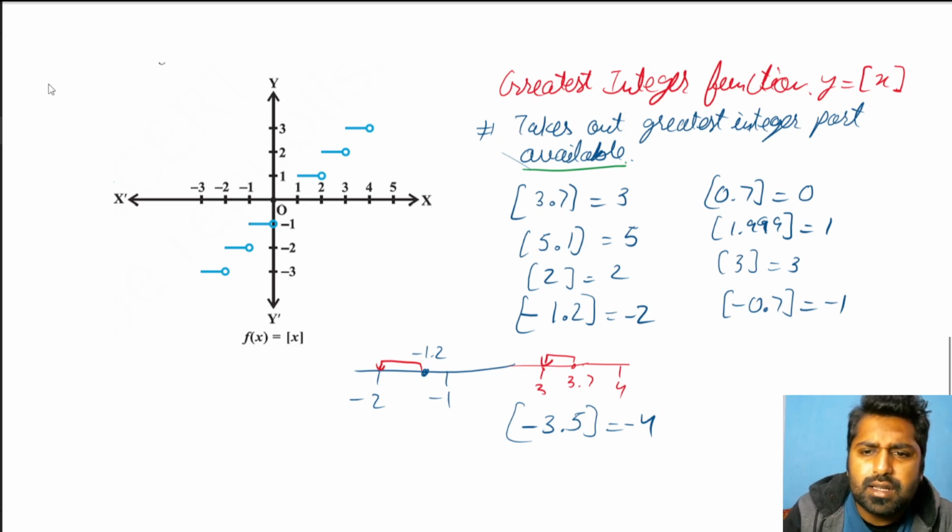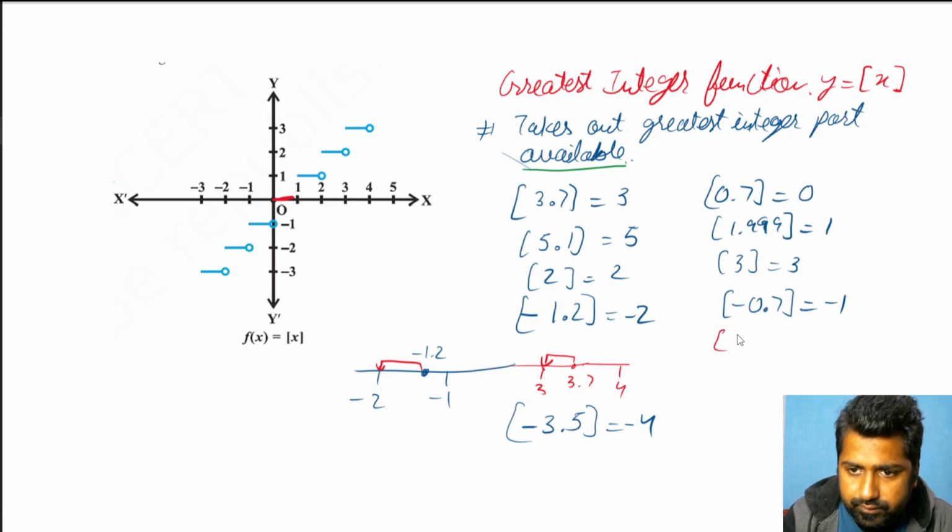Now if you plot this for all the points, so see, from 0 to 1, at 0.7 the greatest integer was 0, 0.9, 0, 0.99, 0. So between 0 and 1, the graph is 0. Then exactly at 1, what is the greatest integer of 1? 1. So the graph will start from 1 itself. At 1, the graph is starting from 1. 1.1, again it will be 1. 1.2, it will be 1. 1.3 up to 1.999, it will be 1 only.